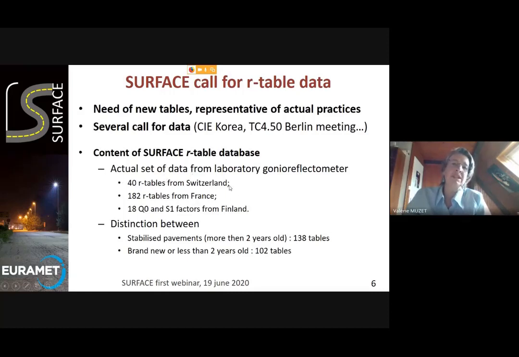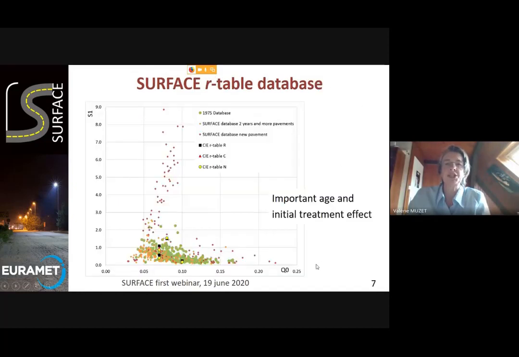40 tables from Switzerland, 182 tables from France, and 18 Q0 and S factors from Finland. We decided to make a distinction between stabilized pavements and new pavements. So I will first present the results with this distinction.